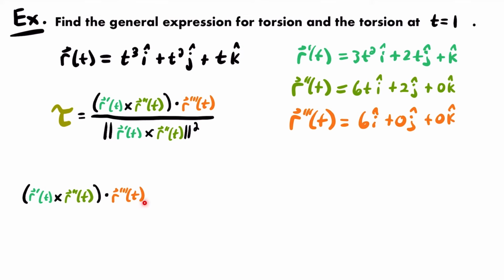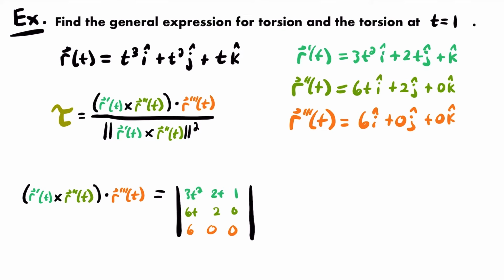So for a triple scalar product like this, you could set it up like this. The first row would be the components of r prime of t, the middle row would be the components of r double prime of t, and the third row would be the components of r triple prime of t. And then you would just calculate a cross product as normal. So your setup would be 3t squared, 2t, 1, and then 6t, 2, 0, and 6, 0, 0.